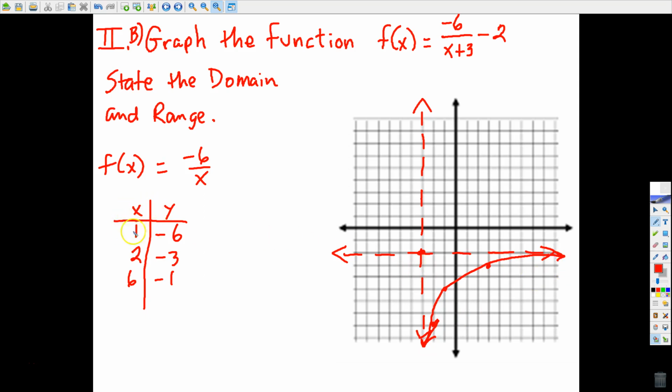Okay, now do the opposites. If you do negative 1, you should get positive 6. Negative 2, positive 3. Negative 6, positive 1. And there's the other branch. So you can see that the negative numerator just flips the branches. Instead of starting off in quadrants 1 and 3, now they're 2 and 4. And that should always be true when the numerator is negative.